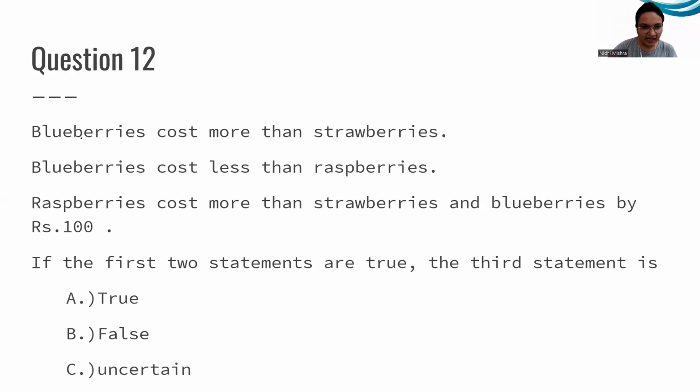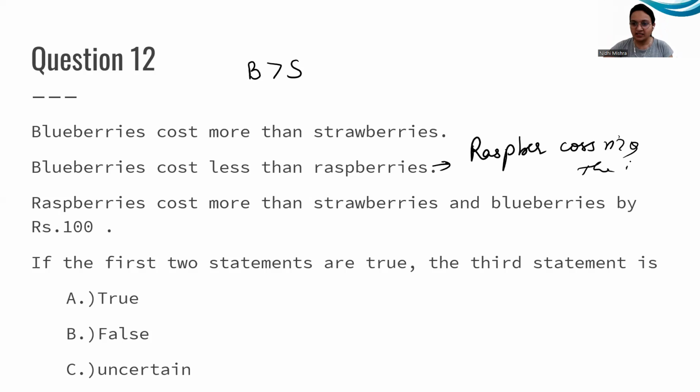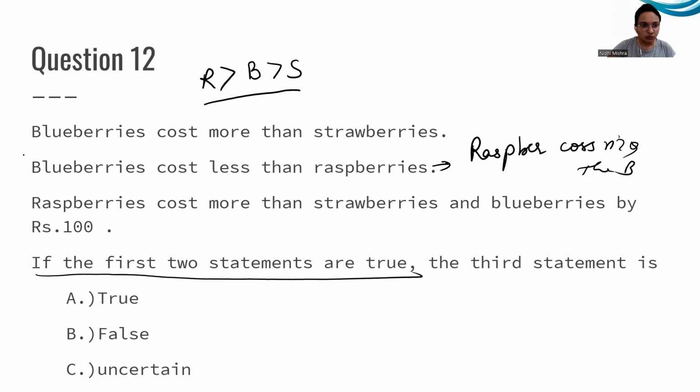Let's see. Blueberries cost more than strawberries. Blueberries cost less than raspberries, so it can be written as raspberries cost more than blueberries. Raspberries cost more than strawberries and blueberries by 100. If the first two statements are true, this is true. And this is forming this relation.